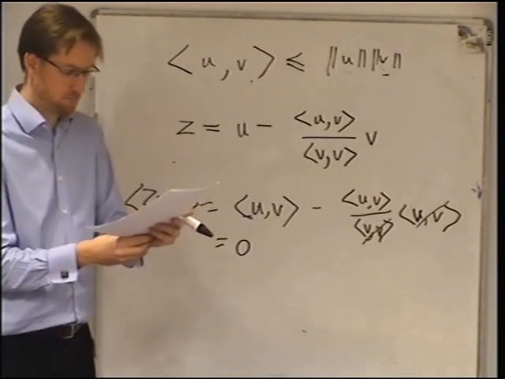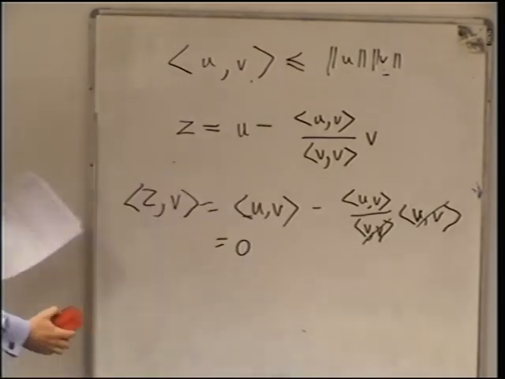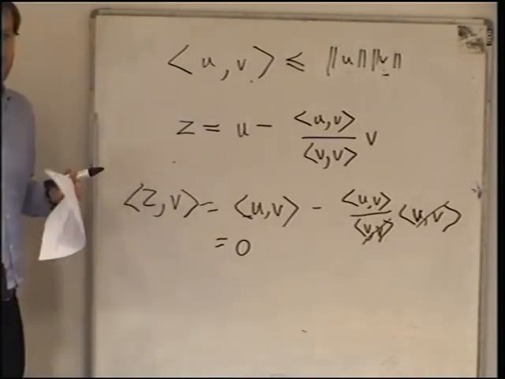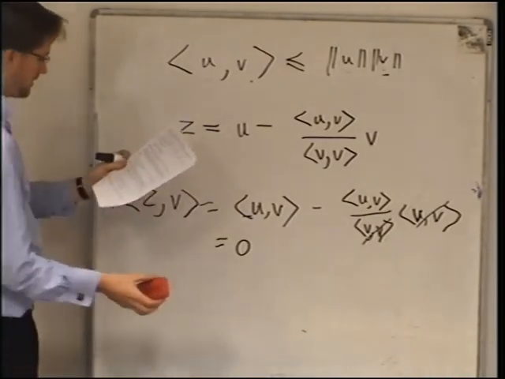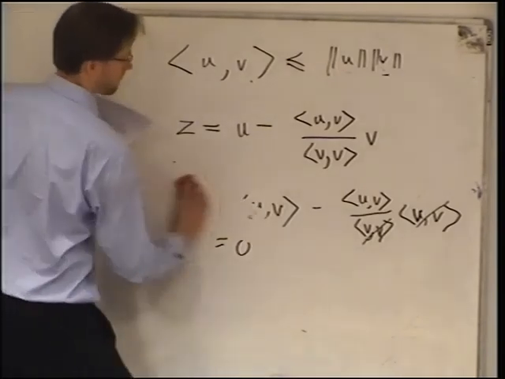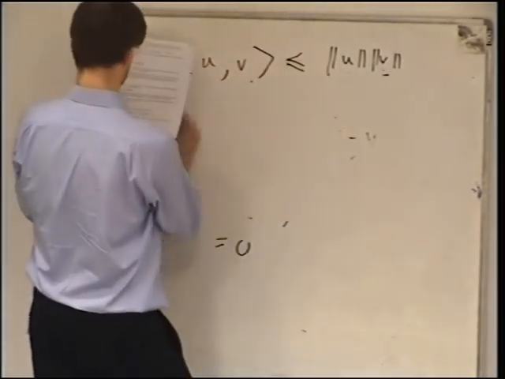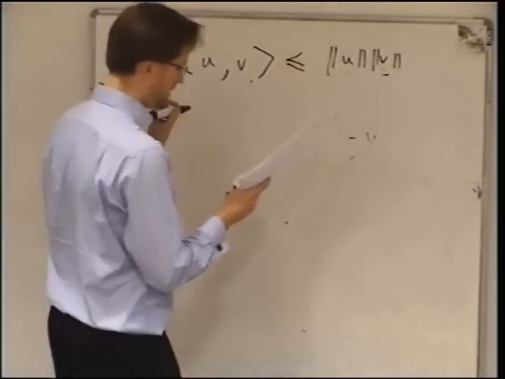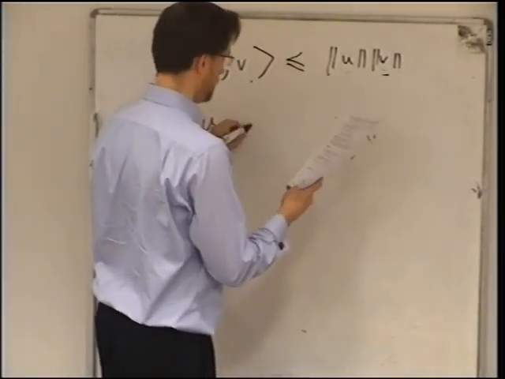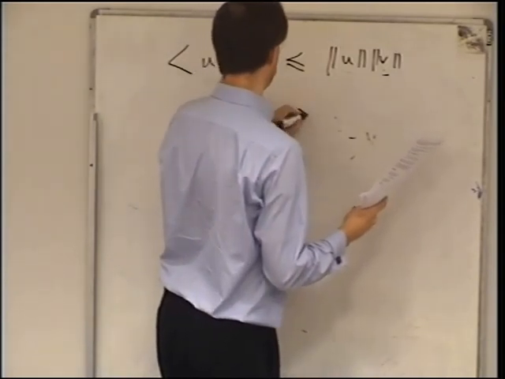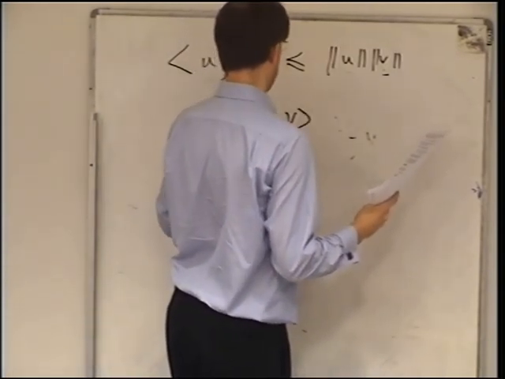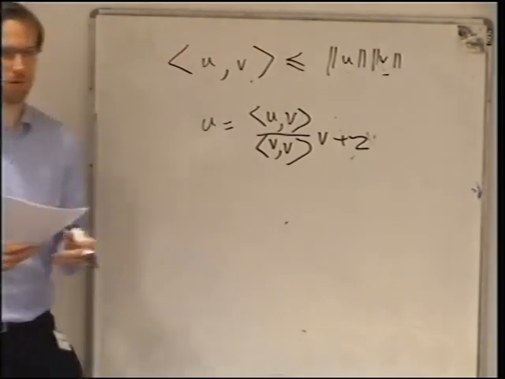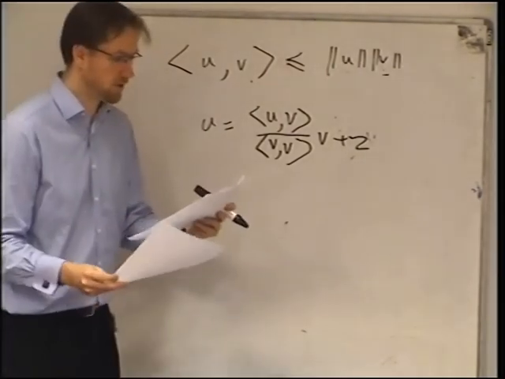That's useful because it means that the Greeks are going to come and rescue us. They always do. So Mr. Pythagoras is going to get us out of trouble. So what we do is we rearrange our definition of z to be u equals (u,v) over (v,v) times v plus z. That's just the same thing I wrote down before, I just moved z and u around to rewrite it.